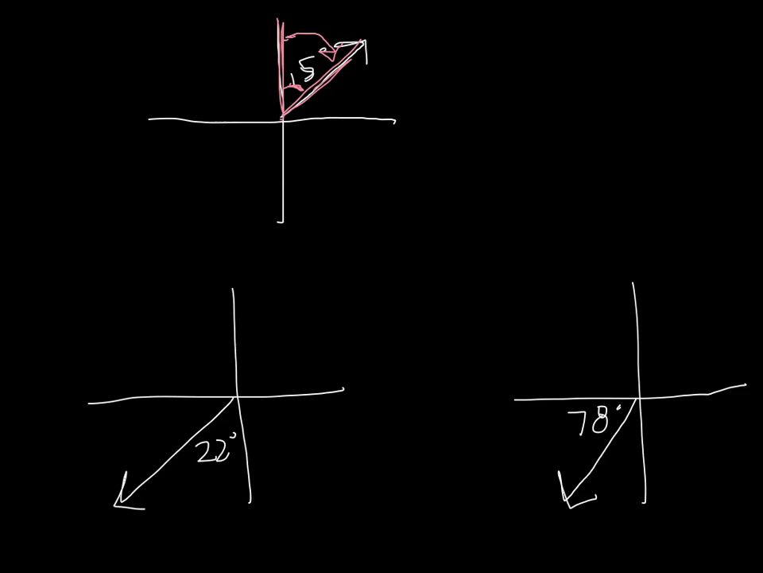Now you have to know your compass directions. You have to know that this is north, east, south, west. So in this case, this would be 15 degrees. And since I'm moving to the right first, I'm moving east first. So it would be east, north, because it's in between my east and my north. So it would be east, north.